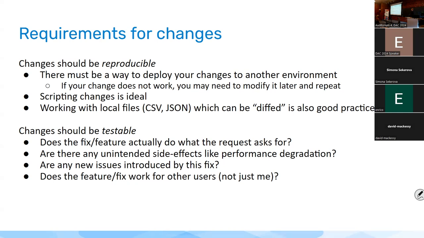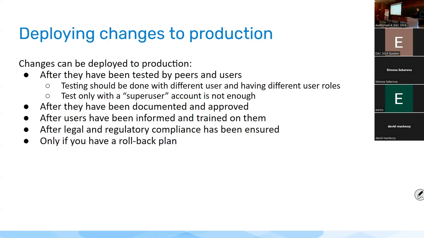And you really need to have some way of testing this. So is the stuff you're working on possible to test so that you can make sure it works? Are you able to test it not just with your super user account, but also with the accounts of the people doing data entry, for example, and make sure it works for them? And then a checklist: when can you apply your changes to production? Well, when you've tested them, when they've been approved, when users are actually informed that there will be changes, if you have any end user facing changes, and only if you're able to roll back if something goes wrong.